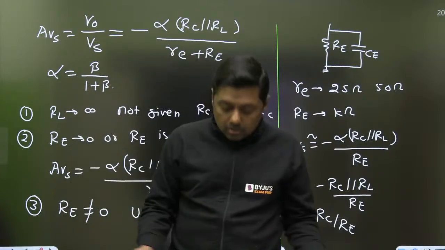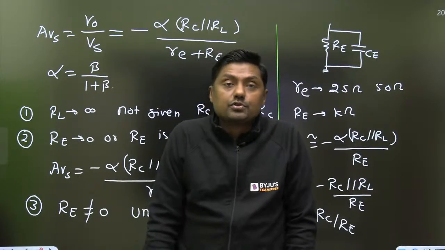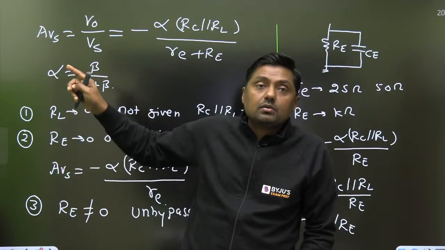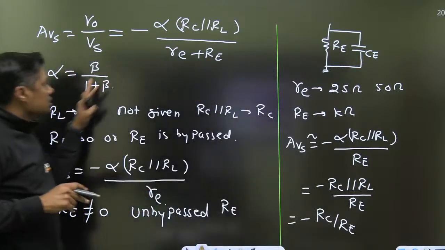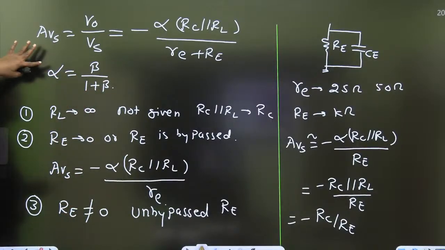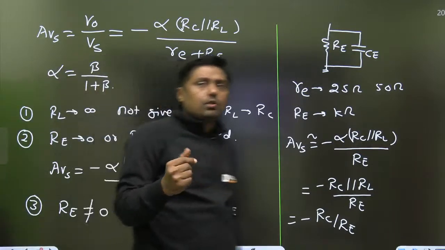Okay? This is the solution for all types of questions, that is, common emitter with RE or bypassed RE. So directly you can use this one. Right, that is the conclusion. One by one we will now solve 3 questions and you will get the idea about that.